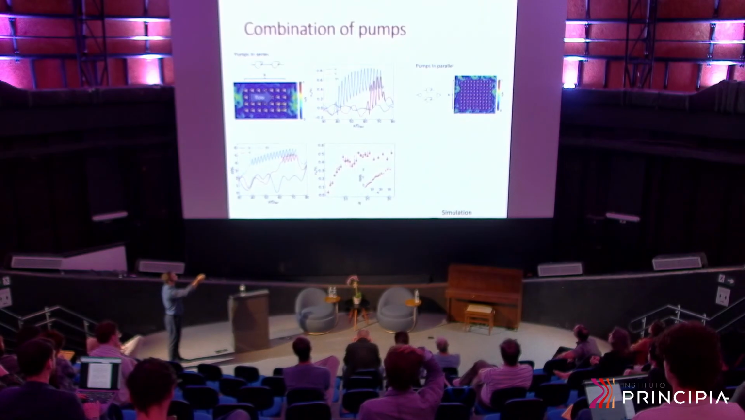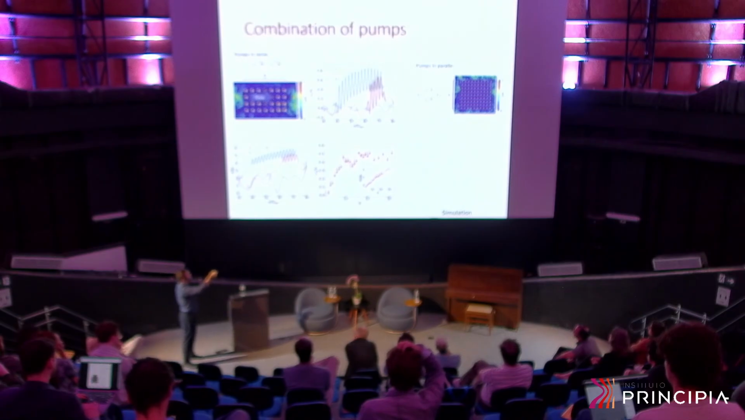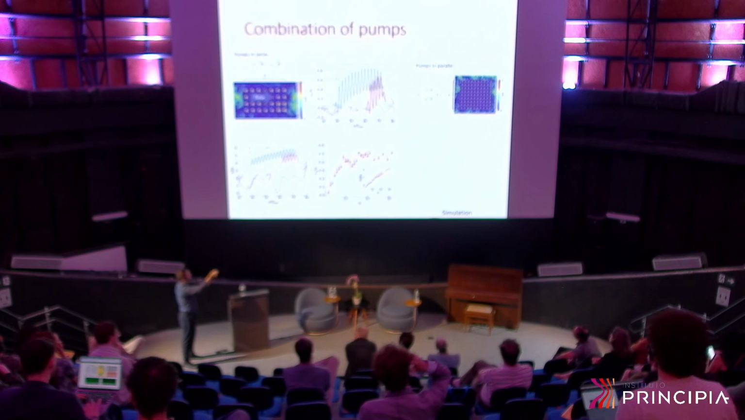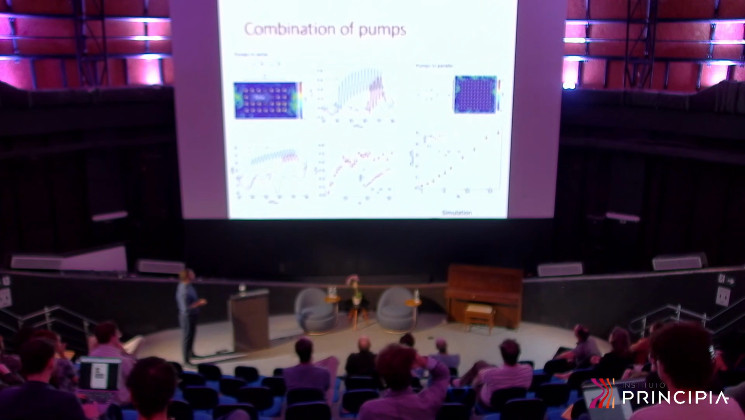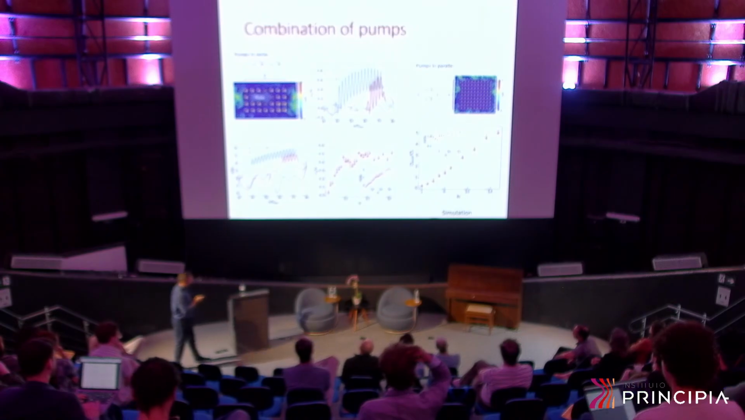Okay, and for pumps in parallel, what you would expect for hydraulic pumps is that the flow rate keeps increasing with the number of pumps, while the pressure difference remains constant. So that's what we observe: the flow rate increases with the number of pumps, more or less linearly, while the pressure difference remains more or less constant. So for the combination in parallel, it's closer to what we would expect for ideal pumps.